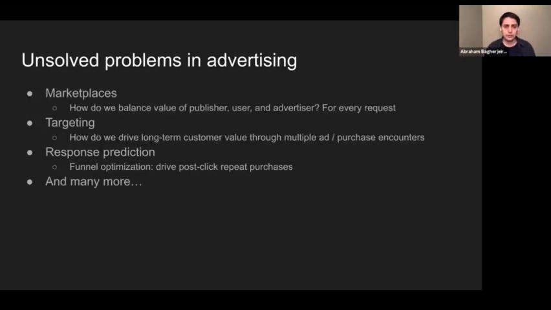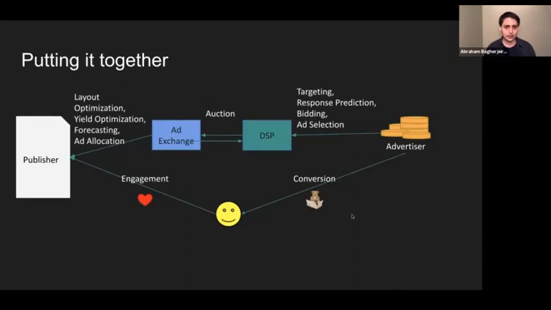There are still quite a few unsolved problems in advertising today. How do we balance all these different requests? How do we do targeting and protect privacy? And how do we predict whether people are going to respond and account for that value so that people get higher quality ads?